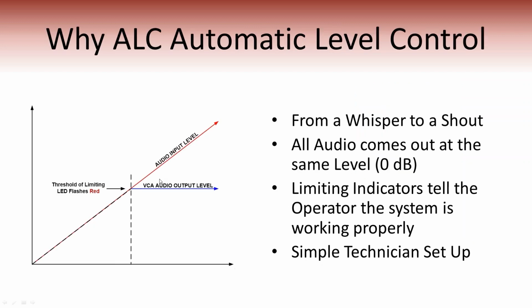Why ALC, or automatic level control? First of all, we control the level coming out of each microphone so we can hear from a whisper to a shout, and all of it comes out at 0 dB. What we do is we basically open up the microphone gain as wide as we can get it so that every signal is always into limiting. What that means is that anything down here is turned up and anything that gets too loud is turned down using a voltage controlled amplifier.